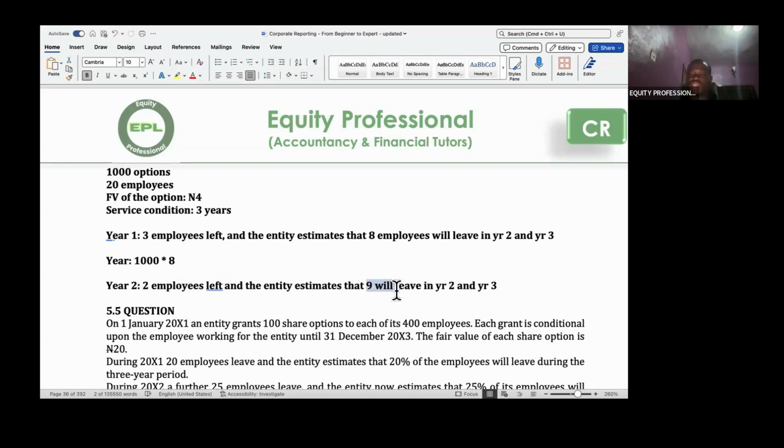So that means for year 2 and year 3, we're estimating that 9 will leave, on the basis of the fact that 2 actually left. And considering that 3 left in year 1, that means we are estimating that 12 will leave over the 3 years, which goes to show that 8 will not leave, 8 will vest. Is that clear?